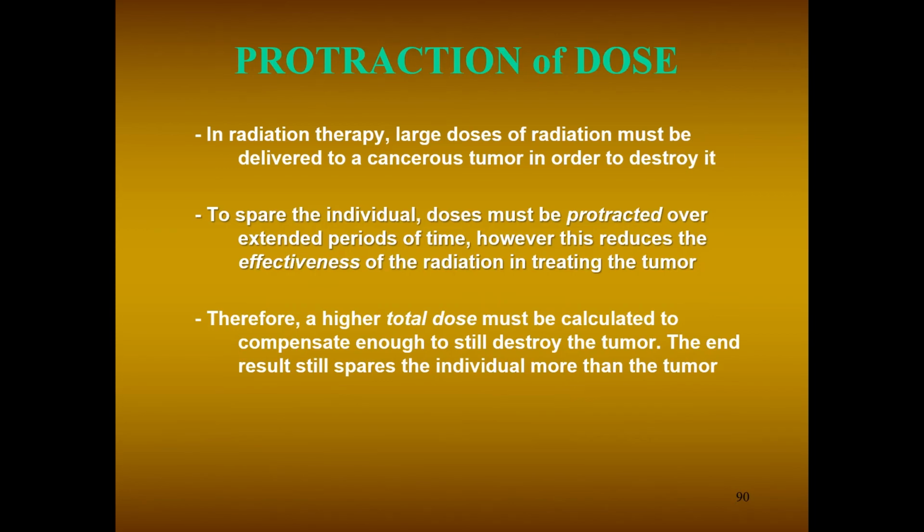In radiation therapy, which is where this is really more commonly used, large doses of radiation are used to destroy things like a cancerous tumor. To protect the patient, doses are protracted or fractionated, but this reduces the overall effectiveness in treating whatever the thing is we're trying to treat, the tumor, for example. So therefore, because longer times are better for the patient but are also less effective, you have to have a higher total dose calculated to destroy the tumor and still keep the organism, the person, alive.